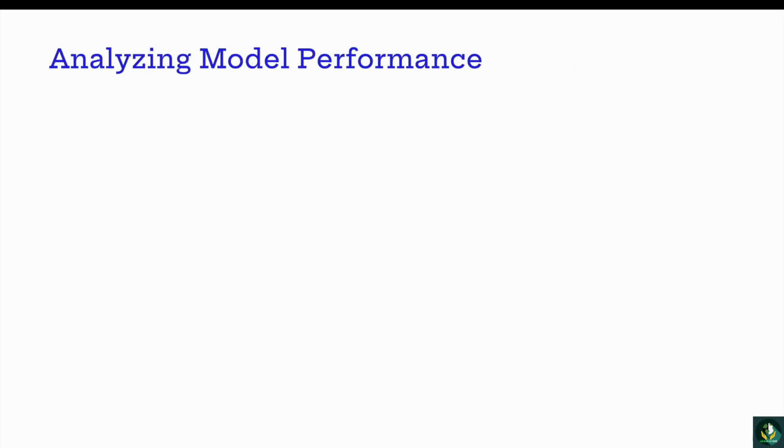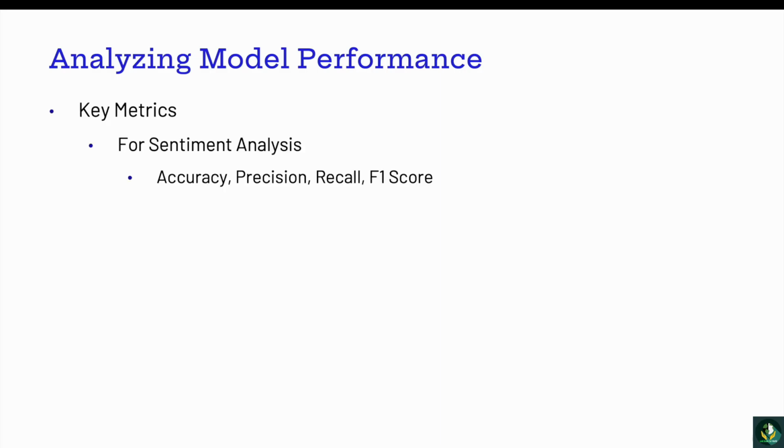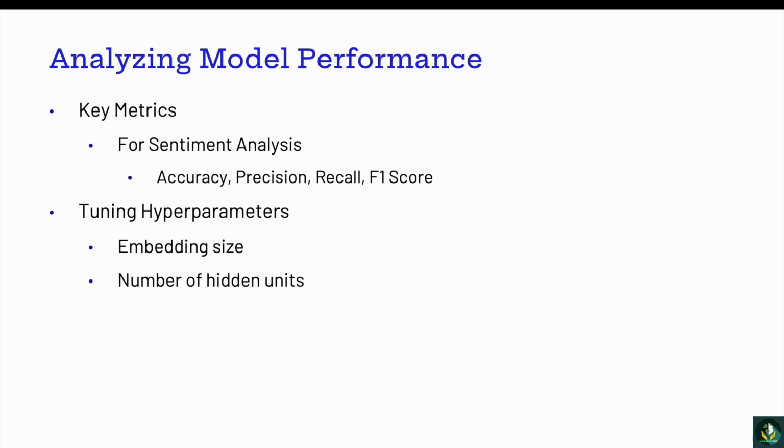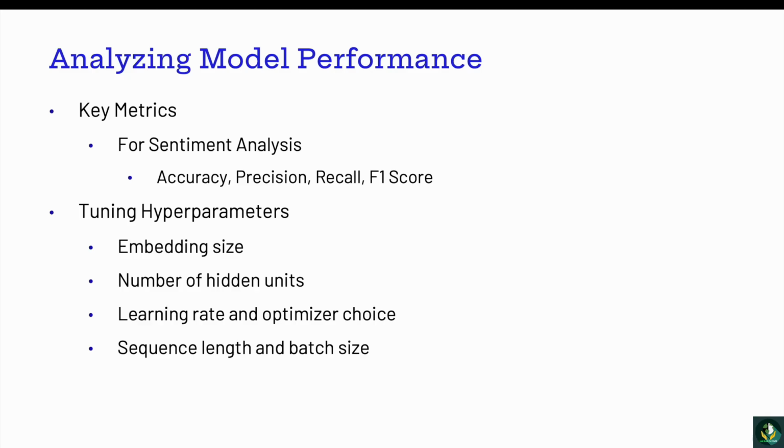Next, we're going to look at analyzing the model performance. Some of the key metrics we're going to look for our sentiment analysis project is accuracy, precision, recall, and F1 score. Next, for tuning hyperparameters, we'll look at embedding size, number of hidden units, learning rate and optimizer choice, and sequence length and batch size.